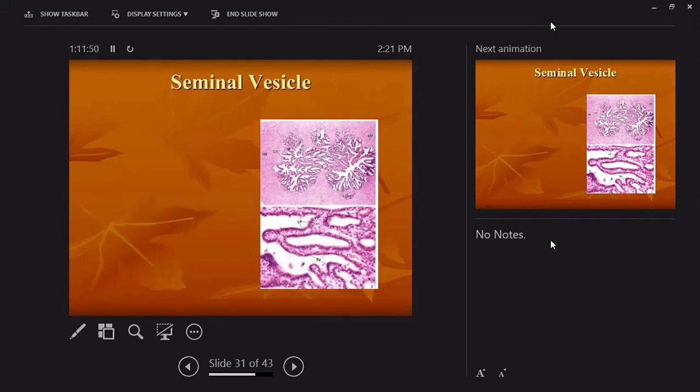Seminal vesicle. Okay. In the low power, you would see the first one picture, and the higher this one. Now, there is a specific, okay, they call this specific description for the seminal vesicle.